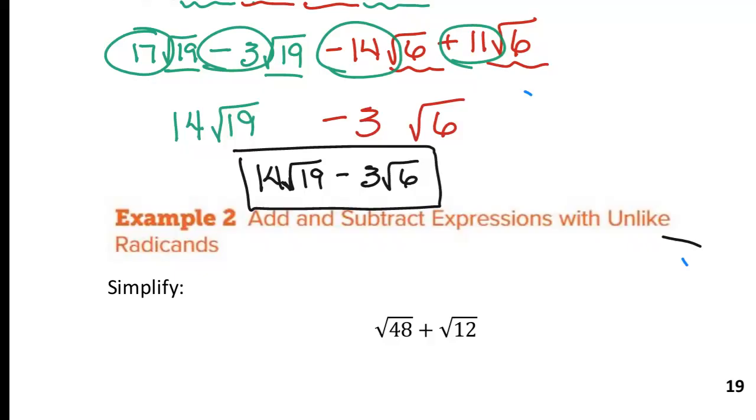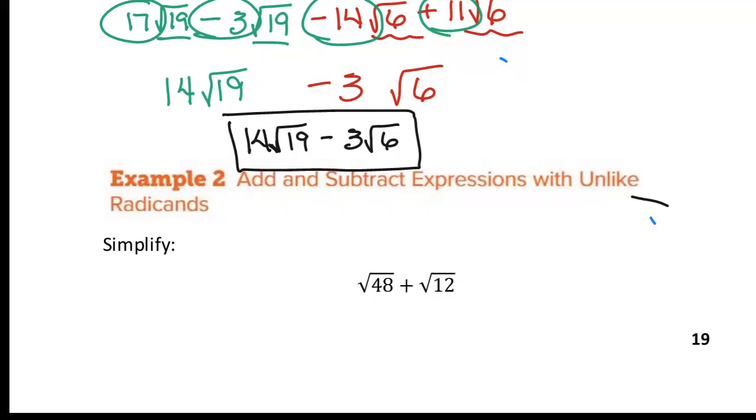Nice. Doesn't it feel good to get the math? Yes. Did anybody happen to have negative 3 square root of 6 plus 14 times the square root of 19? Because that would have been the same answer, only flipped around. You did that? Good.